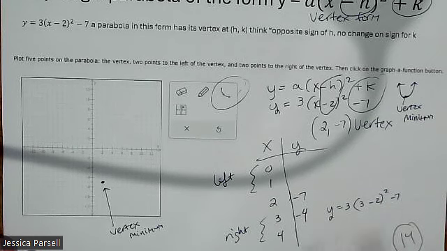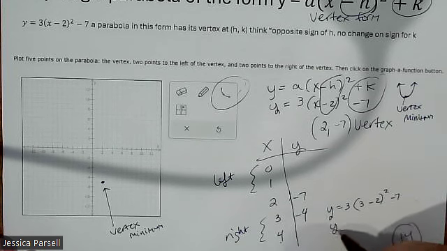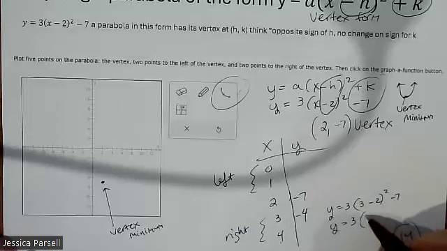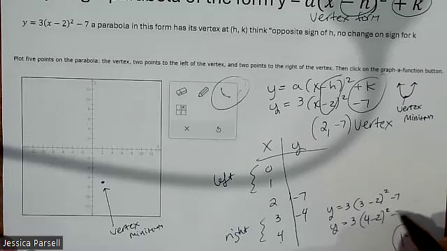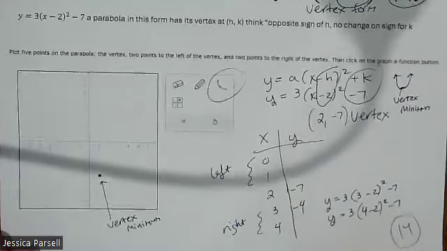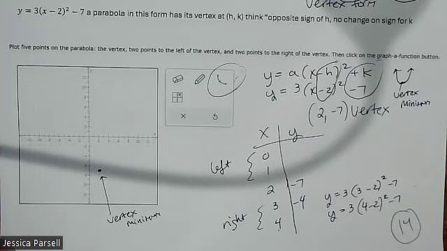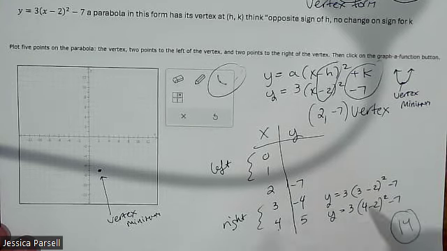Let's try it again with 4. So y equals, we're going to write the equation again, 3. This time we're going to put a 4 in for x. 4 minus 2 squared minus 7. So try pausing the video and see if you get the same thing that I'm going to get. Hopefully we match. Okay, so if you're back, I did 4 minus 2, which is 2. 2 squared is 4. 4 times 3 is 12. 12 minus 7 is 5. So if you got a 5, you are on the money.